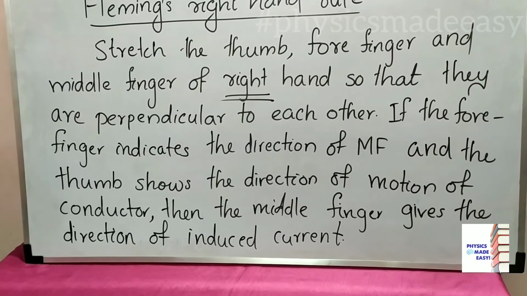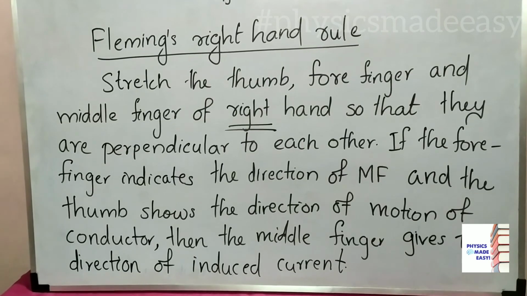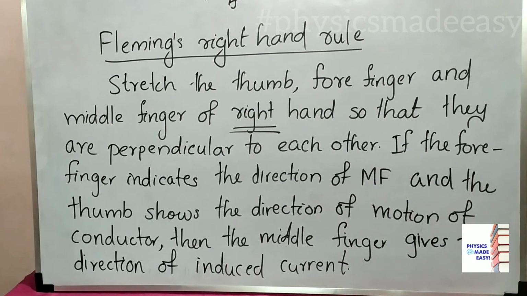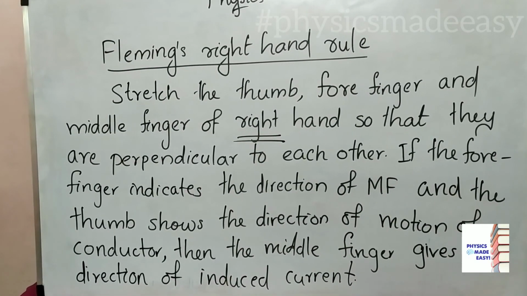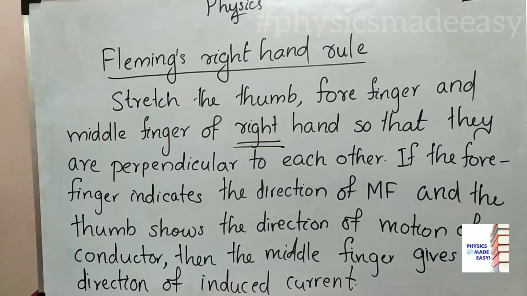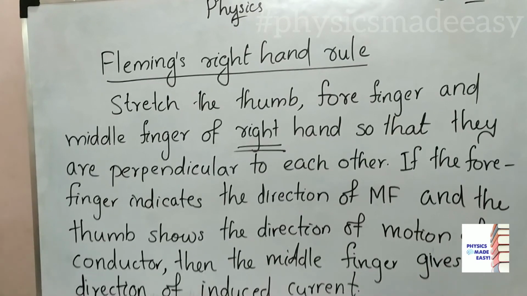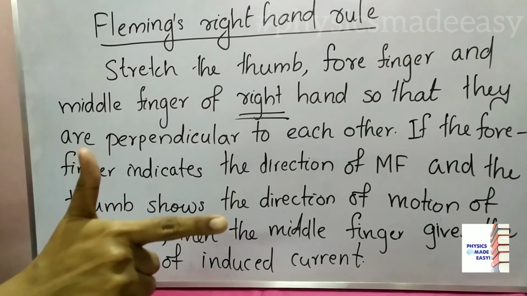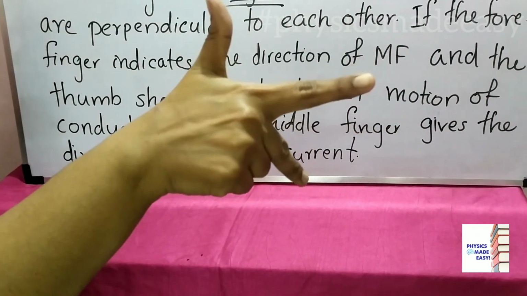Now you know what mutually perpendicular means. The angle between the direction of motion of the conductor and the direction of induced current will be 90 degrees. The angle between the induced current and the motion of the conductor, all these should be 90 degrees. So we can say thumb, forefinger, middle finger, these three should be mutually perpendicular.